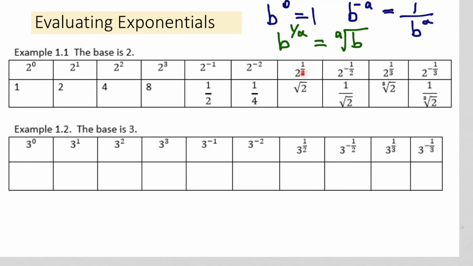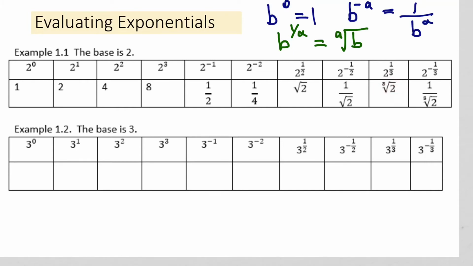Now here's a root. Any fractional power is a root. So this is the square root because 2 is square root. This is the square root of 2. Let's look at this one over here. This being a 3 down here means the 3 would go here in the root position. This is the cube root of 2.